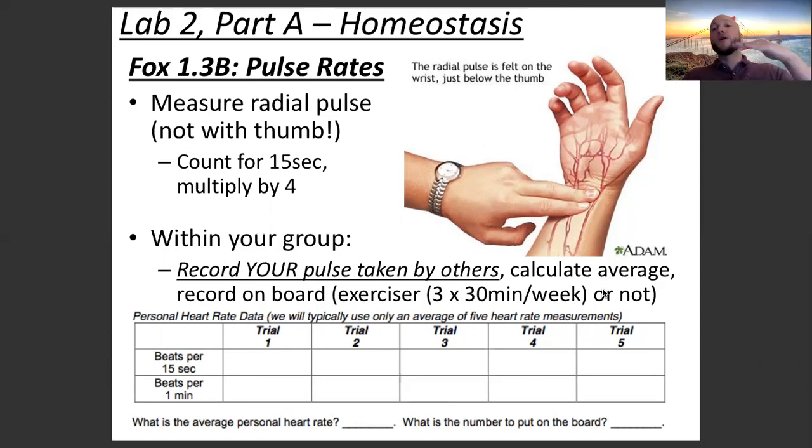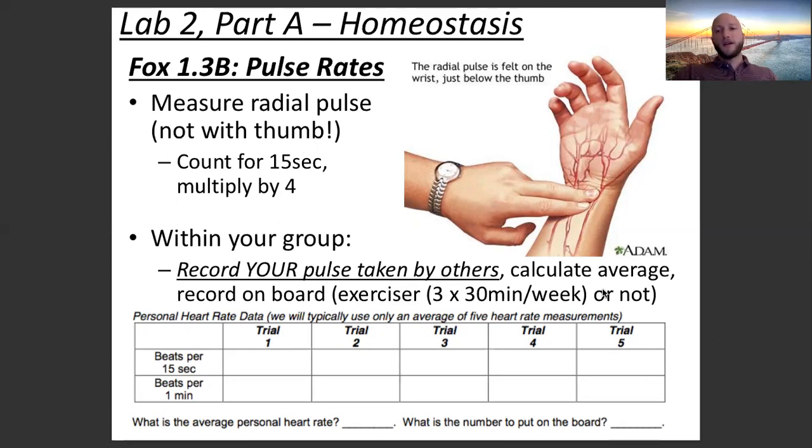Then there would be rows for different heart rate ranges. So 90 to 99, 80 to 89, 70 to 79, 60 to 69, and so on. And so students, after they come up with their resting heart rate, would go put a hash mark, a tally mark, in whichever category they are in.